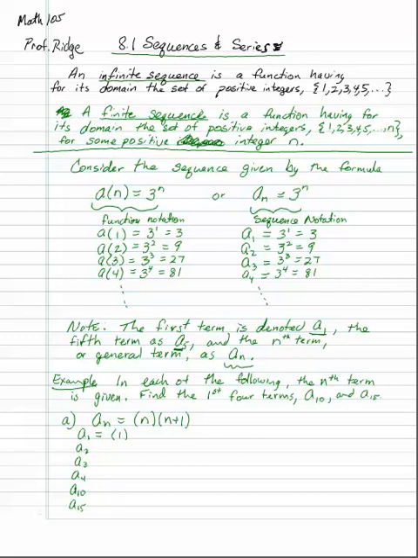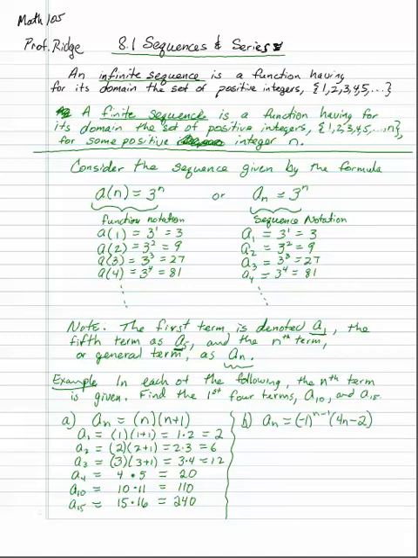So n's 1, so A sub 1 would be 1 times 1 plus 1, which is 1 times 2, which is 2. A sub 2 would be 2 times 2 plus 1, which is 2 times 3, which is 6. A sub 3 would be 3 times 3 plus 1, so that would be 3 times 4, which is 12. And if you notice the pattern, you don't have to keep plugging it in. Basically it's going to be 4 times 4 plus 1, which is 5, so 4 times 5 is 20. For A sub 10, it's 10 times 10 plus 1, which is 11, so that's 110. For A sub 15, it's 15 times 15 plus 1, which is 16, and that's 240.